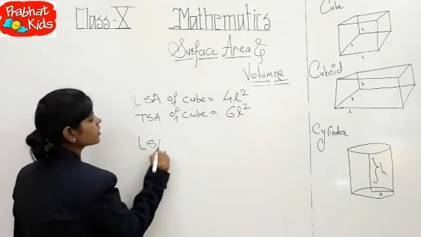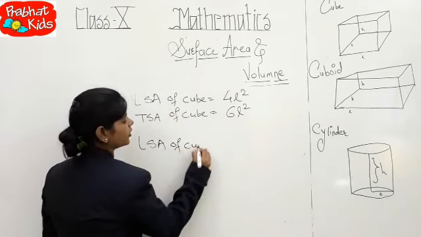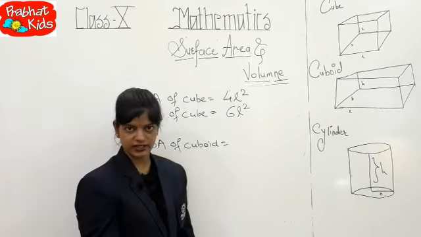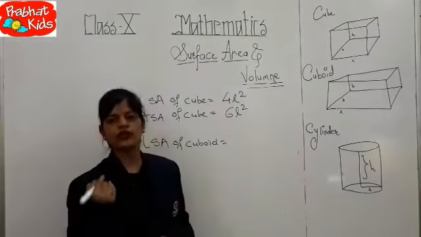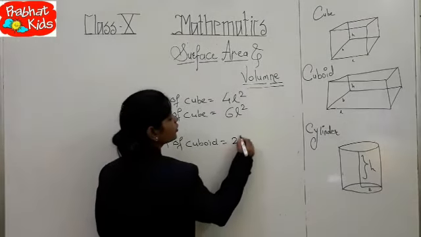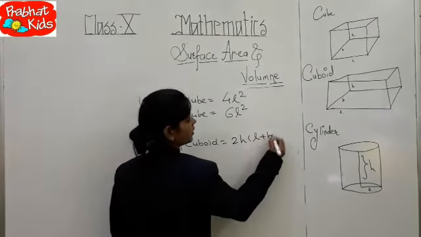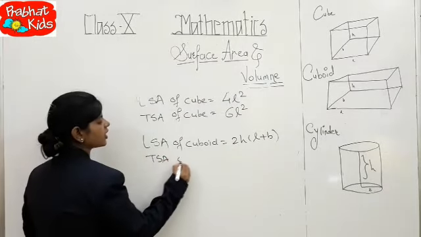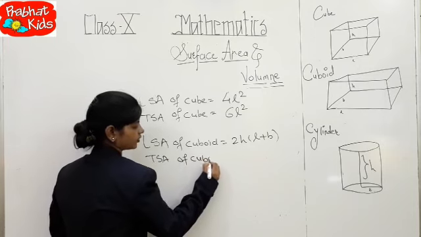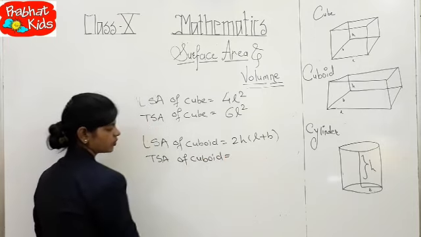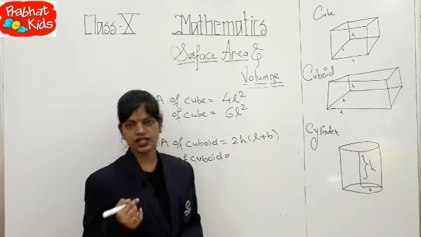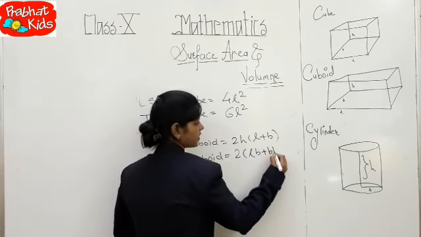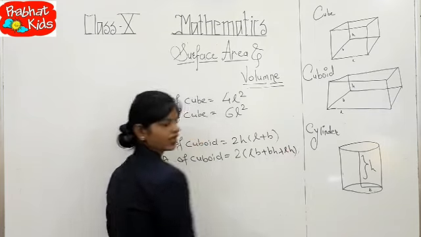Lateral surface area of cuboid: as the cuboid is made up of rectangles, lateral means the area of the four walls. So it will be 2h in bracket L plus B. And the total surface area of cuboid means the area of the four walls and the ceiling and the floor. So it will be 2 in bracket LB plus BH plus LH.